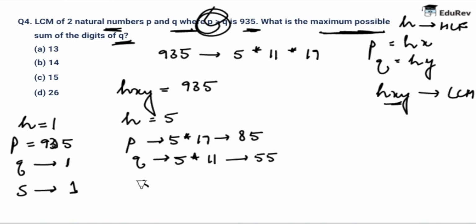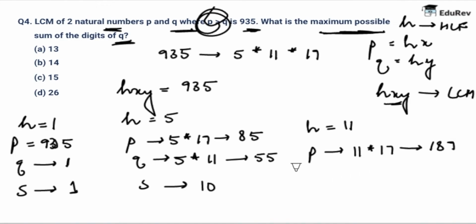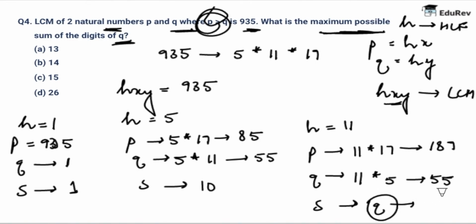55. So the sum of digits of q is going to be 10. Similarly, if h is 11 and p is 11 into 17, then this is going to be 187. And then q is going to be 11 into 5, that is 55. So this is 55, and the sum of digits of q is going to be 10.